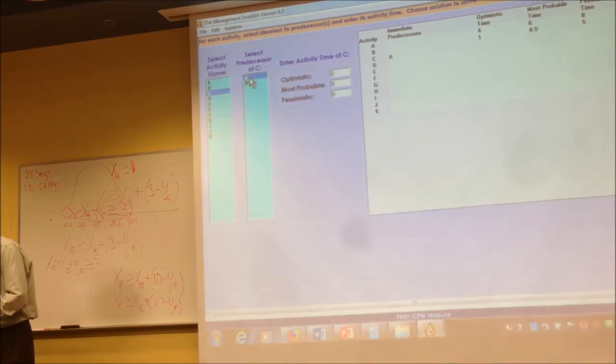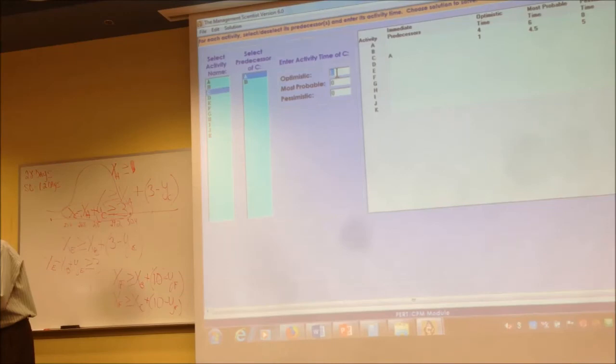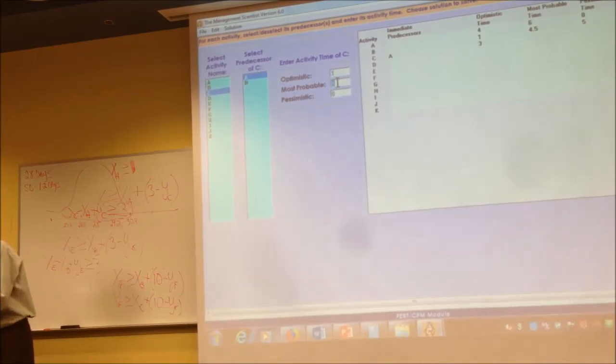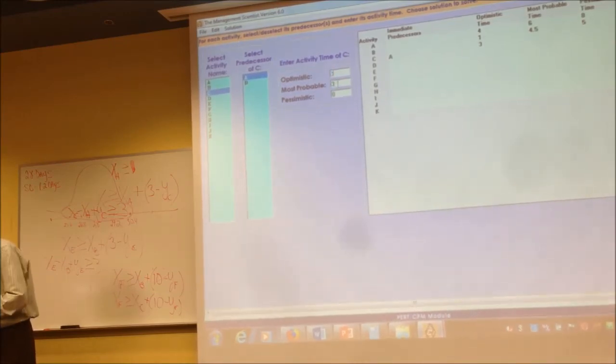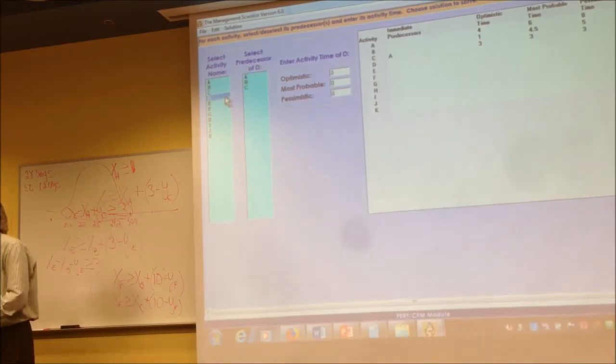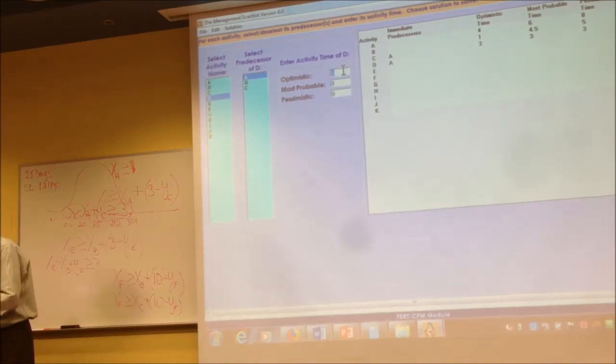Okay, is C preceded by any activity? A. Just A is the only one? Yeah. Okay, 3 times for C. 3, 3, all 3. Oh, that's what's going on. Okay, is D preceded by any activity? Just A. Yep. And the 3 times for D: 4, 5, 6. All right, so you see how this is done?